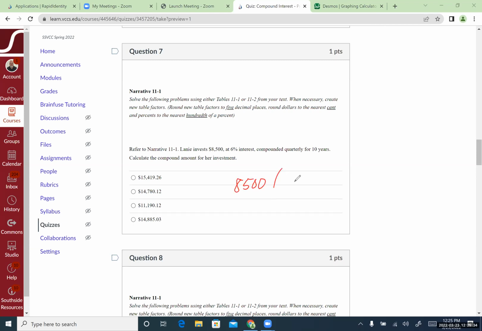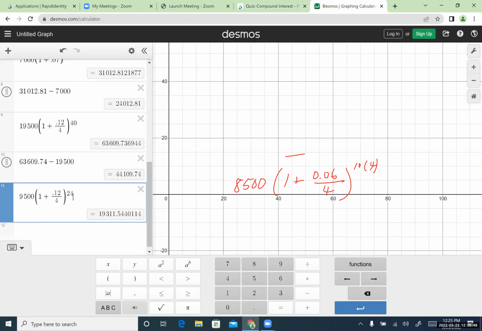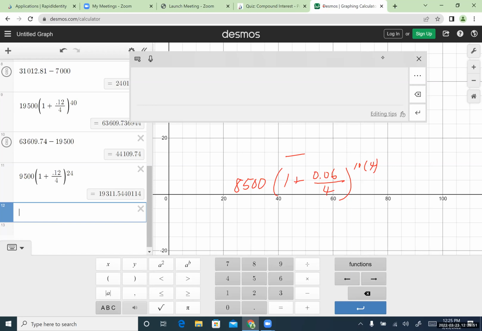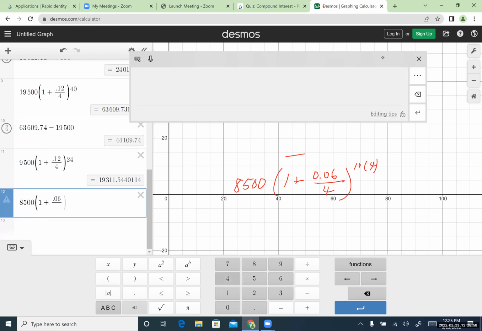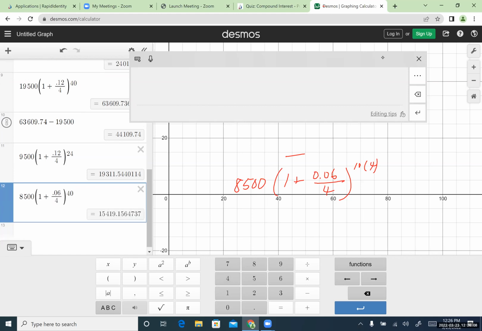$8,500. 6% interest. Quarterly again, 4 times a year. 10 years. They want the total amount, compound amount. So that becomes 8,500 times 1 plus 0.06 divided by 4. And 10 times 4 is our exponent, so that's 40. So 15,419.15.